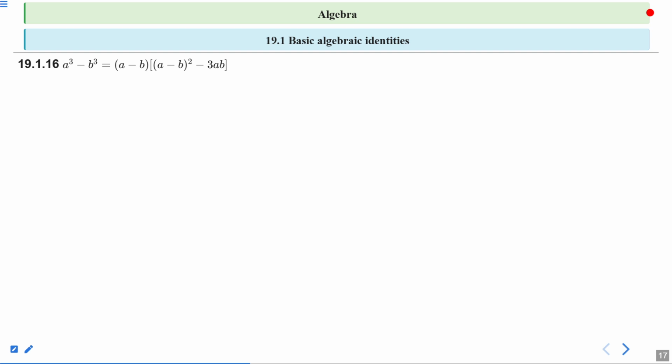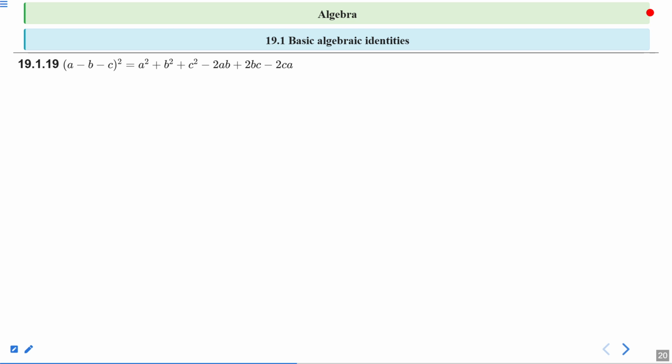Same way, a cube minus b cube will become, in a different form, (a minus b) in one bracket, in another bracket (a minus b) whole square minus 3ab. Next one, a cube minus b cube, we can write it as (a minus b) whole cube plus 3ab into (a minus b). Next one is a square plus b square plus ab equals to a cube minus b cube upon a minus b.